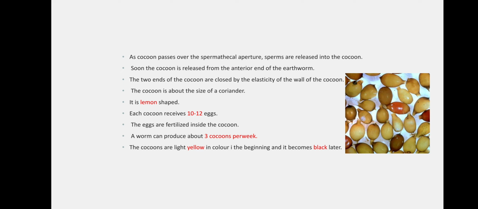The eggs are fertilized inside the cocoon. A single mature worm can produce about 3 cocoons per week. These are light yellow in color at the beginning, and later on when they develop, they turn blackish in color. So this is a picture of cocoons, showing how a cocoon is formed.